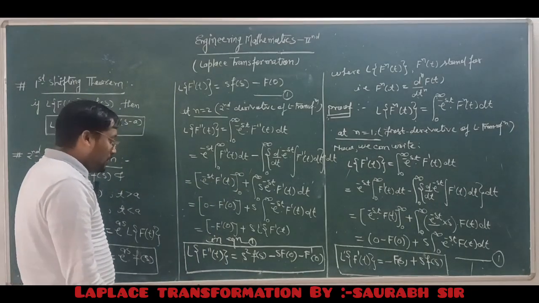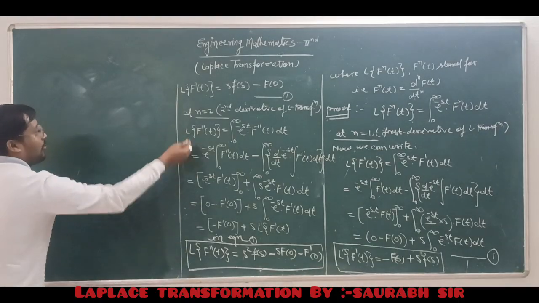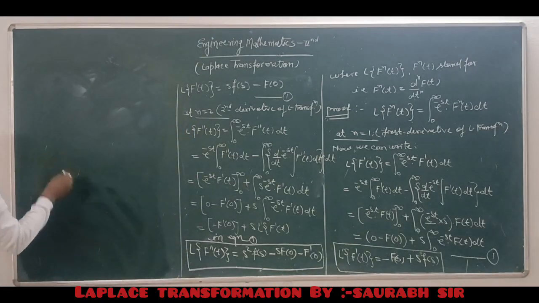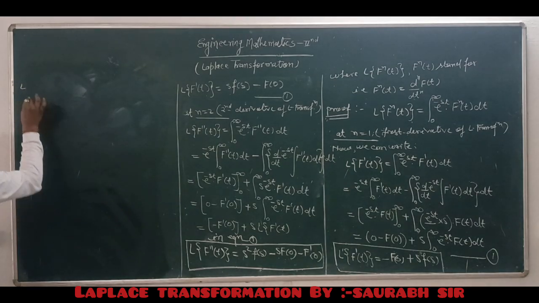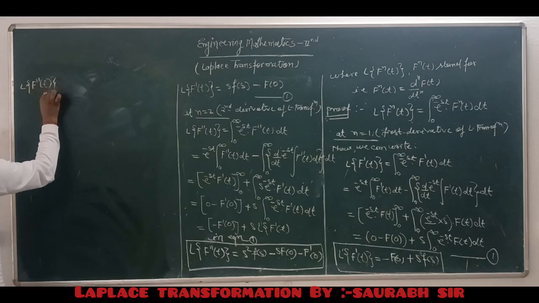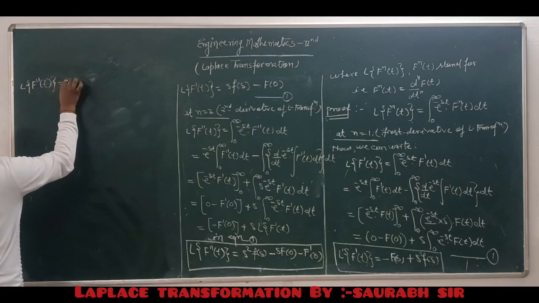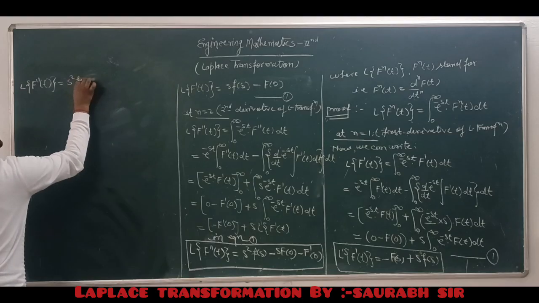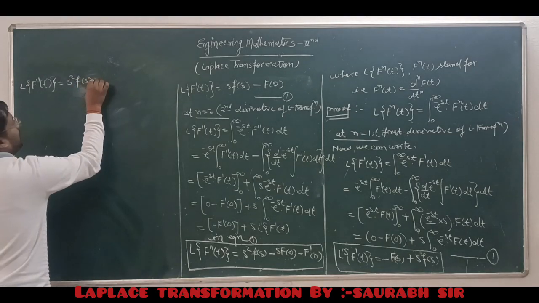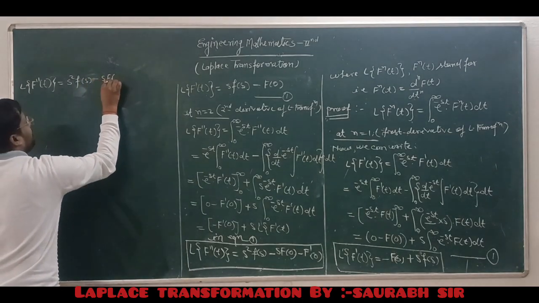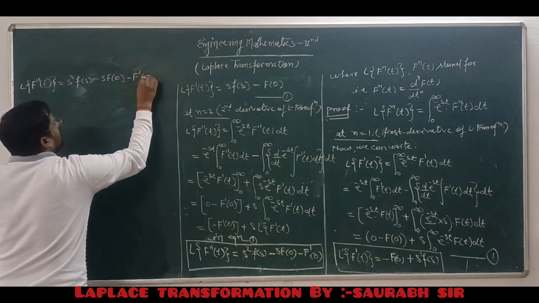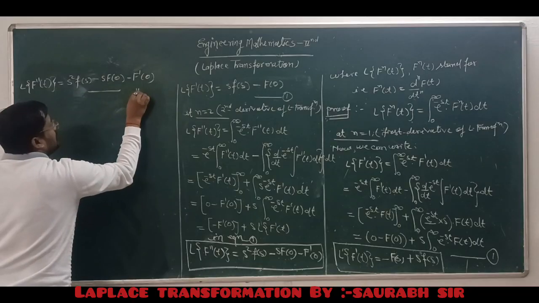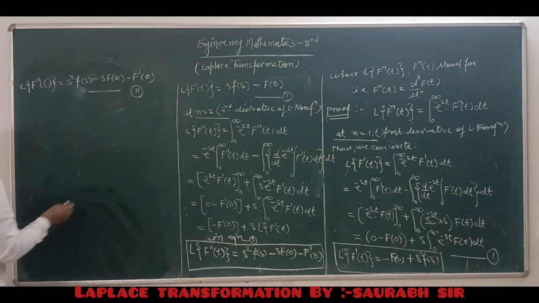And now the second equation, or the second derivative of Laplace: L{f''(t)} is equal to s square F(s) minus s f(0) minus f'(0). This is the second equation.